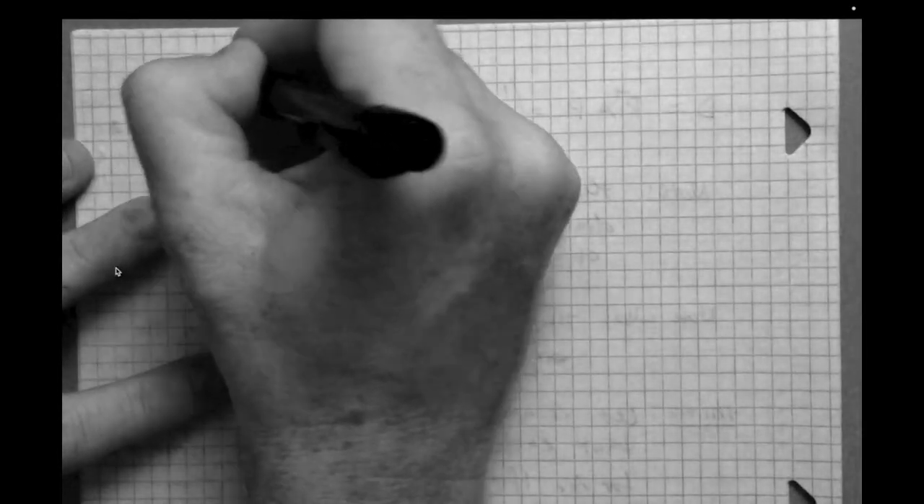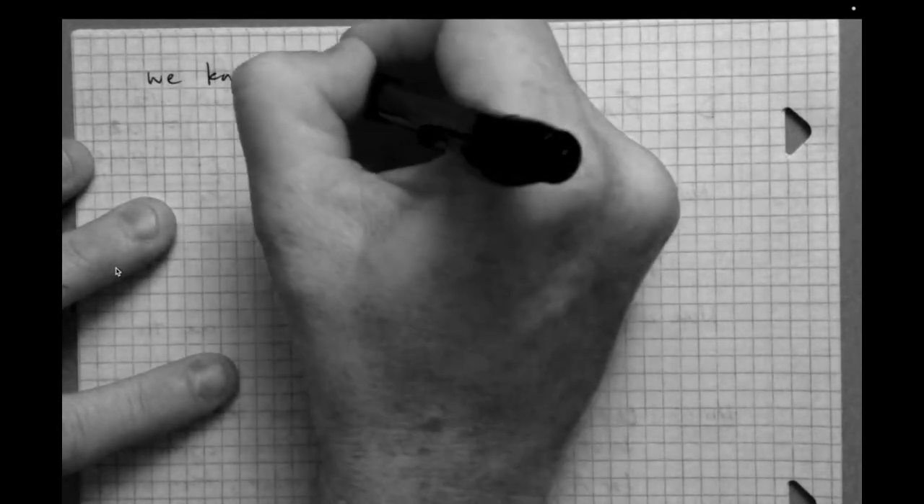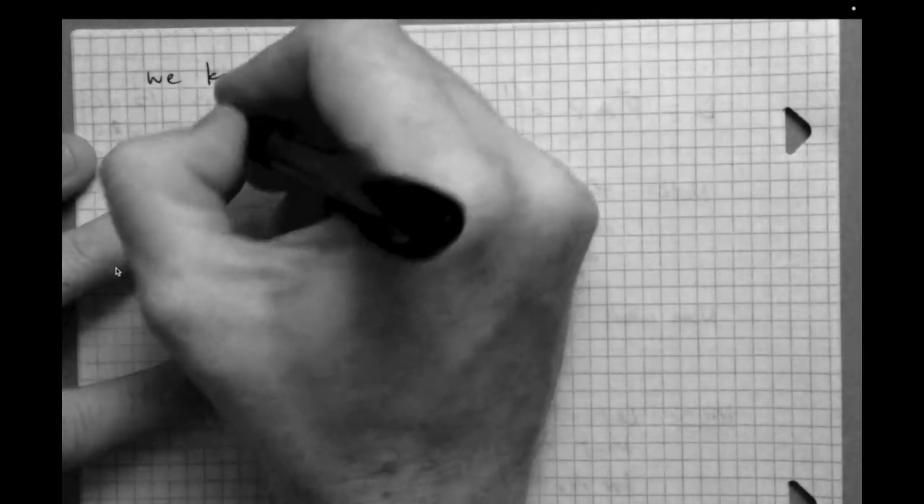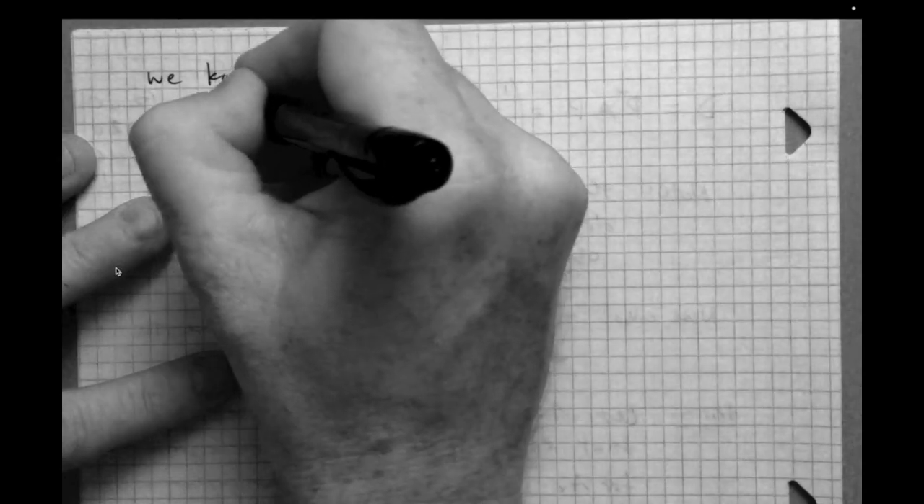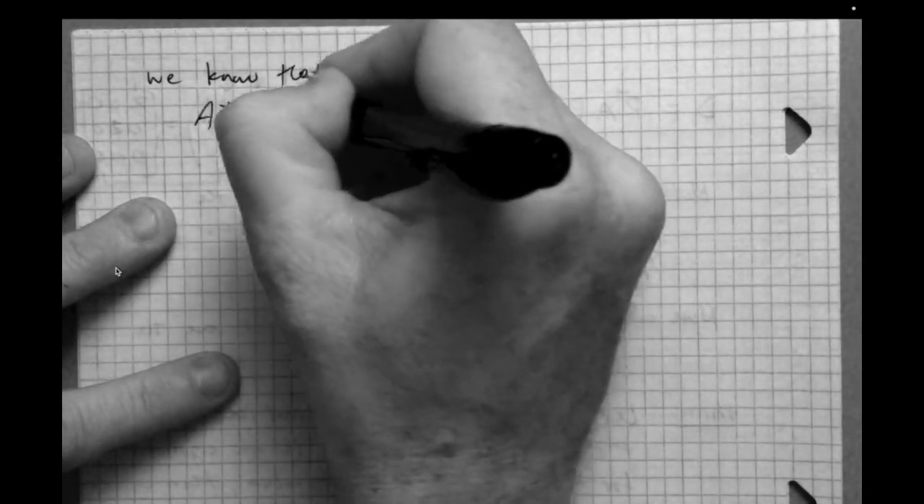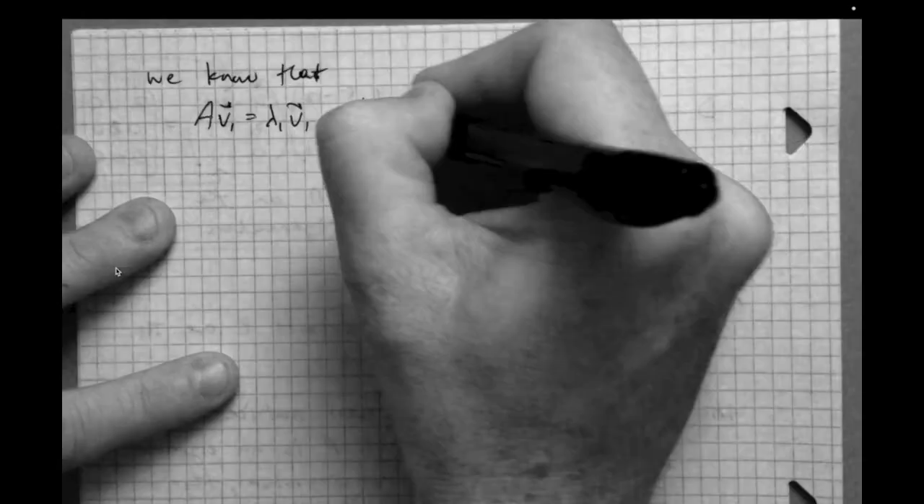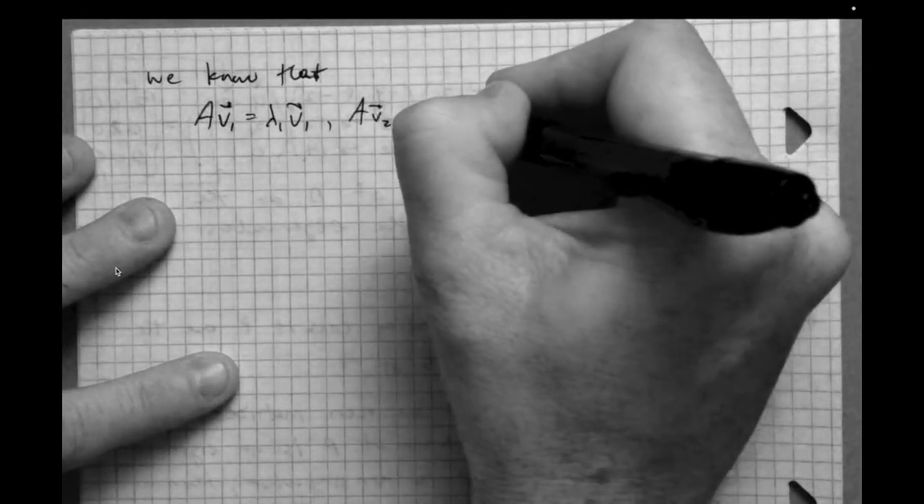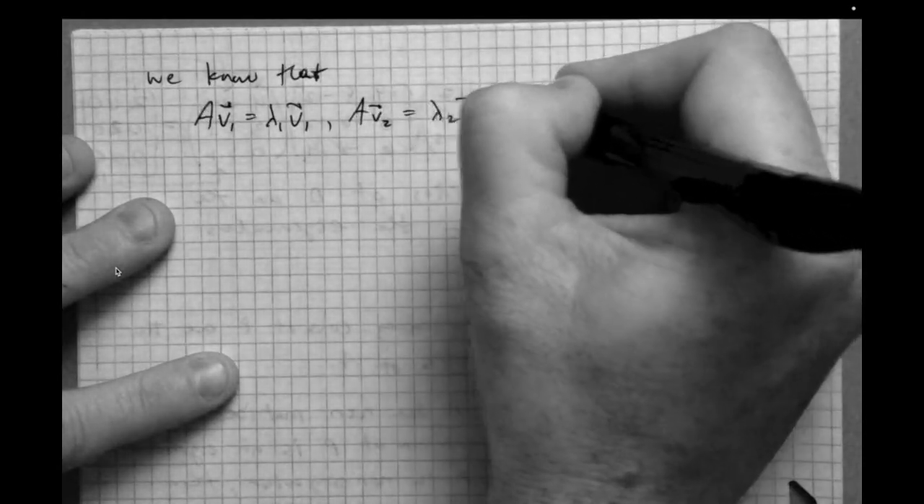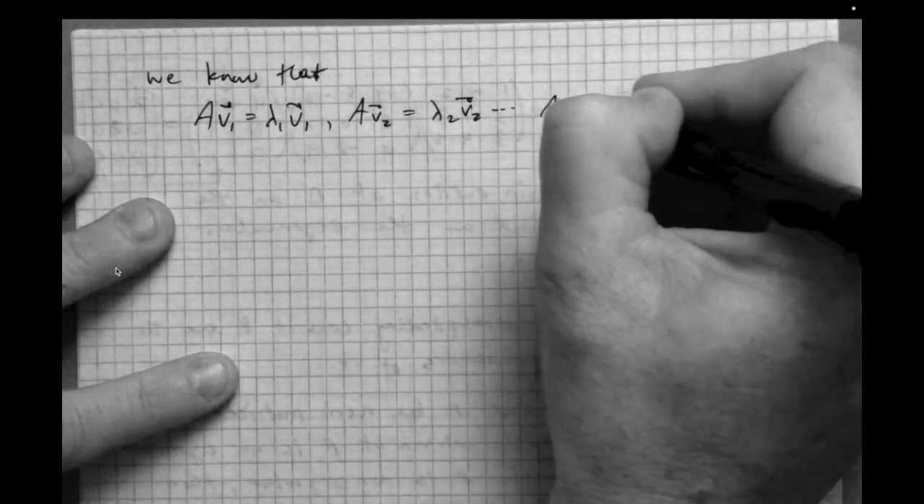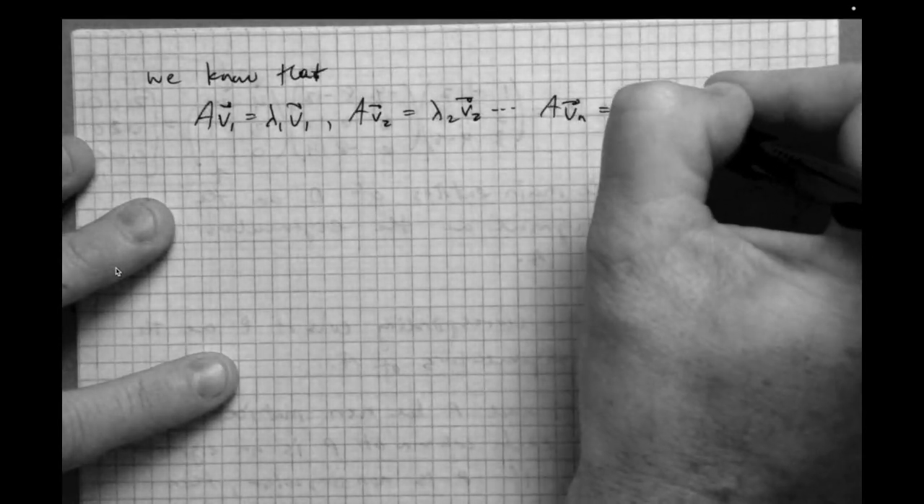Now, this is P. Eigenvectors are denoted with V, and P is built up of columns of eigenvectors. Just by definition, we know that A times V1 equals lambda 1 times V1, and A times V2 is equal to lambda 2 times V2, ..., A times Vn equals lambda n Vn.